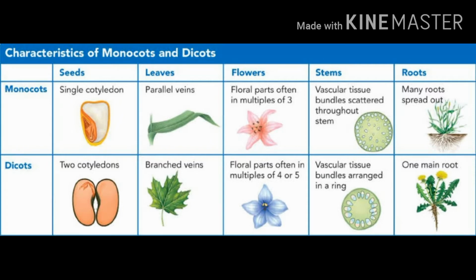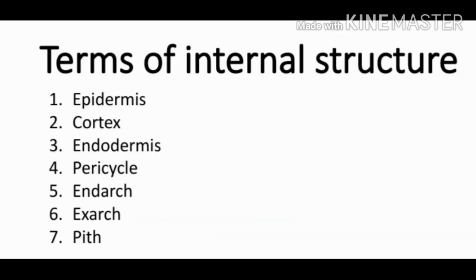Then the next one is dicots. So the dicot plants arise from 2 cotyledons and the leaves have branched veins. Then the flowers are often in multiples of 4 or 5, that means it bears 4 or 5 petals. Then the vascular tissues are arranged in a ring-like structure. Then the root system is a taproot system, that means a very strong, deep root system will be present in dicots.